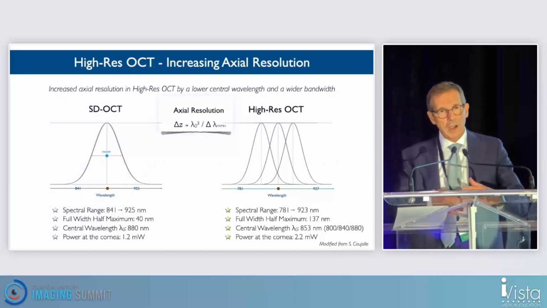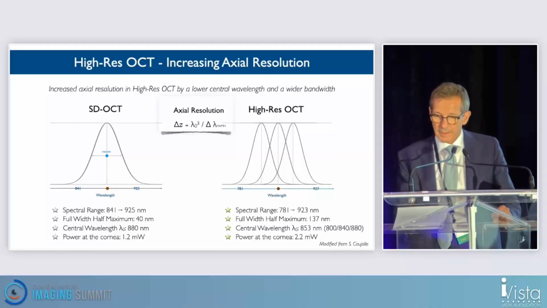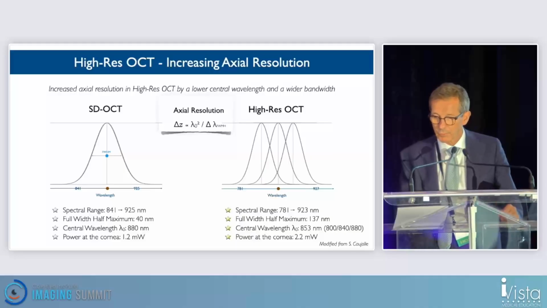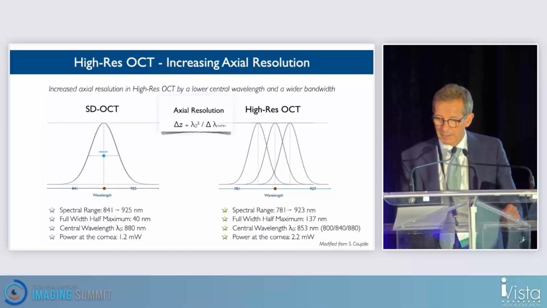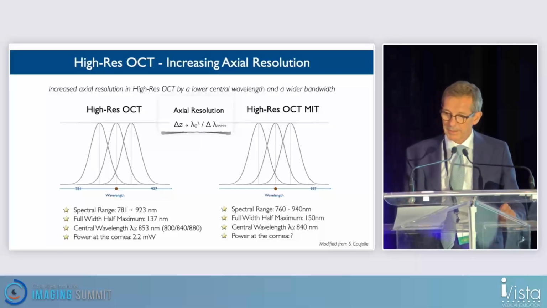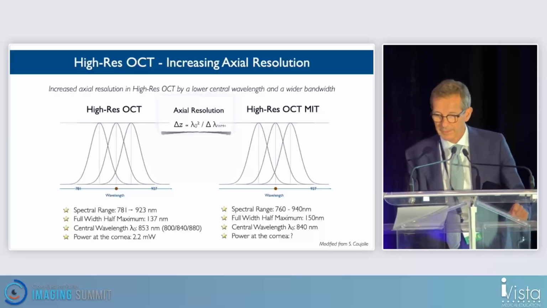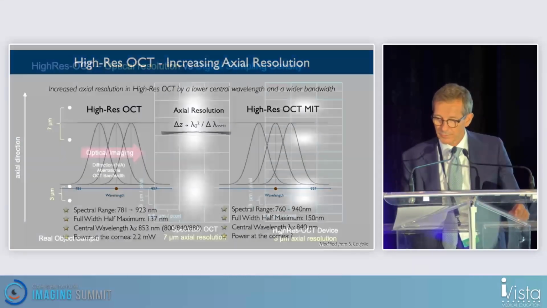How is that obtained? Instead of using one wavelength, you use more wavelengths, and that increases the full width half maximum. This is the device from MIT by Professor Fujimoto, and on the left is the one that I will show you with some images first tonight.